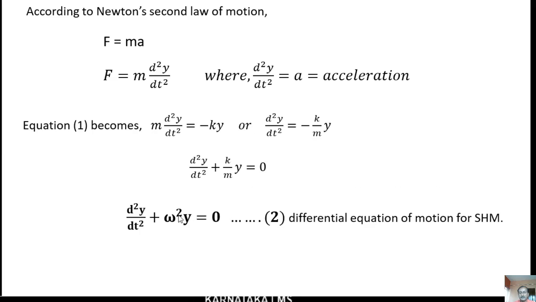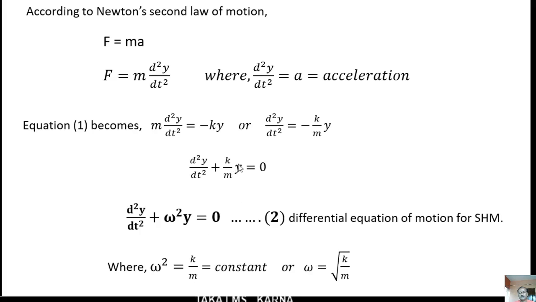Therefore, d square y by dt square plus omega square into y equals 0. Here k by m is said to be omega square. Let it be equation 2. This is known as the differential equation of motion for simple harmonic motion. This is the differential form of simple harmonic motion. It is a very important equation.